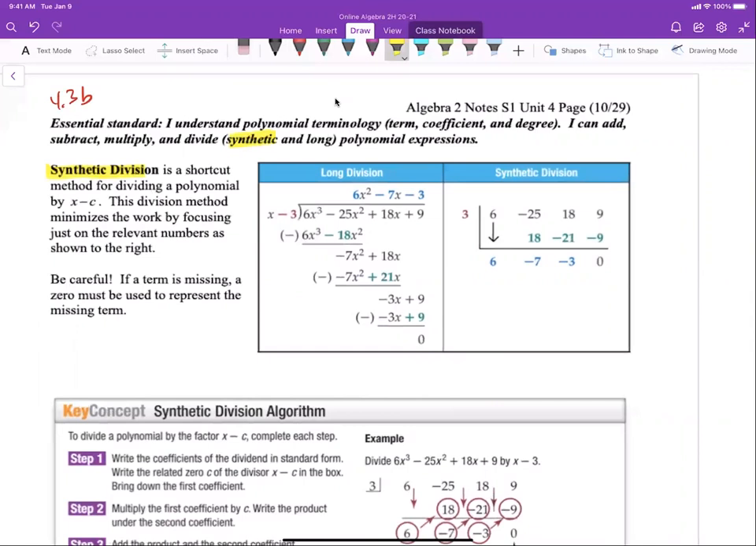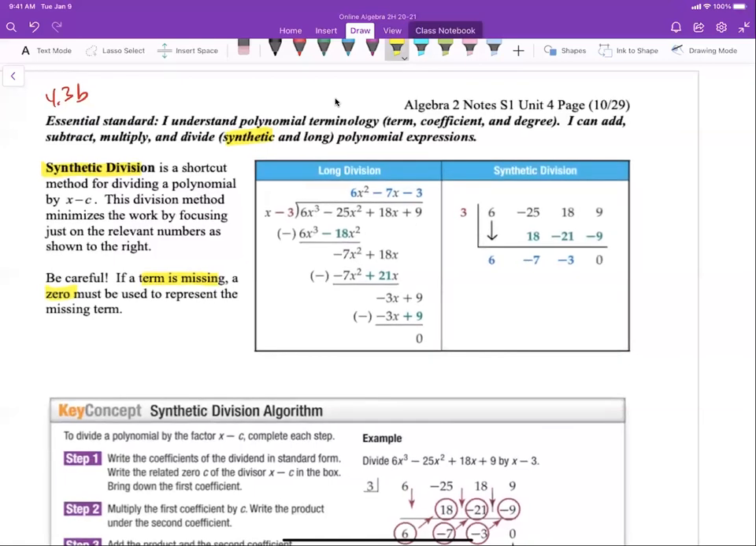Synthetic division is a shortcut method for dividing a polynomial by something such as an x minus c. This division method minimizes the work by focusing just on the relevant numbers as shown to the right. Be careful if a term is missing, such as if you don't have an x squared term, you must put a 0 in there to represent the missing term. Don't worry, we'll practice that.